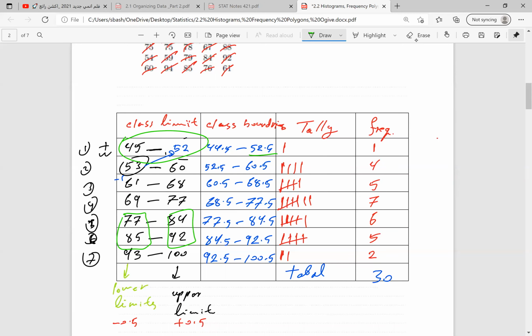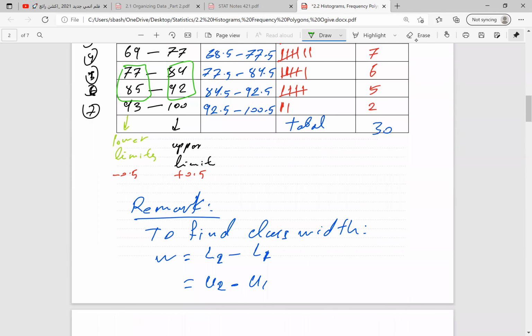We have to be careful about the class width. It is the difference between 2 lower limits or the difference between 2 upper limits if we are using the class limits. If we are using the class boundaries, it's okay. We can use the upper boundary minus the lower boundary. So this is not equal to the upper limit minus lower limit. We have to be careful about the class width.